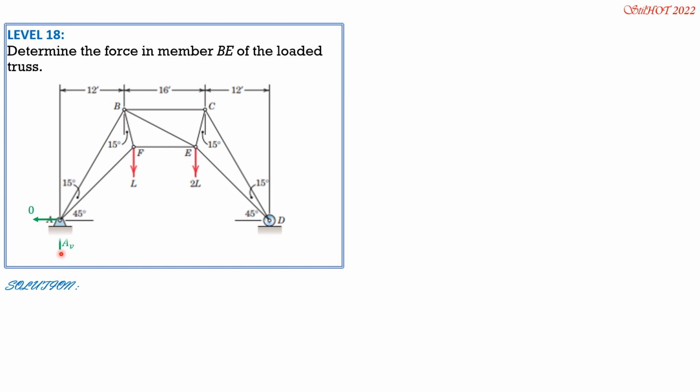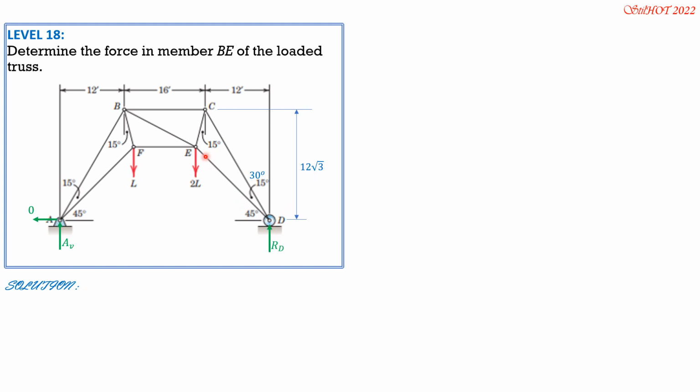We will call the vertical reactions AV and at D, R sub D. So 45 degrees, 15 degrees, so that means this is 30 degrees. This vertical distance, because this is 30 degrees, tangent of 30 degrees is 12 over this distance. Therefore, this distance is 12 divided by tangent 30 degrees, which, use your calculator there, is equal to 12 square root of 3 feet.